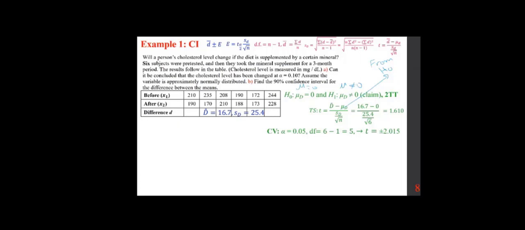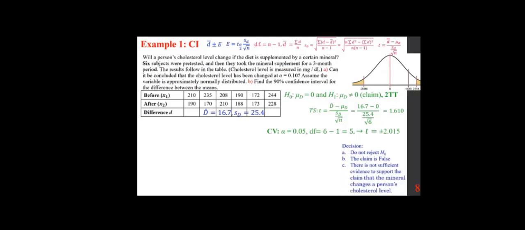So when we do the drawing, we notice that the test statistic is somewhere in between. And so clearly, the test statistic is in between, and simply put, do not reject H0 or fail to reject H0. So if you are not rejecting H0, you are rejecting H1. If you're rejecting H1, then you're rejecting the claim. The claim becomes false, and there is not sufficient evidence to support the claim that the mineral changes a person's cholesterol level. So this is the end of the test of hypothesis, and everything is being repeated.